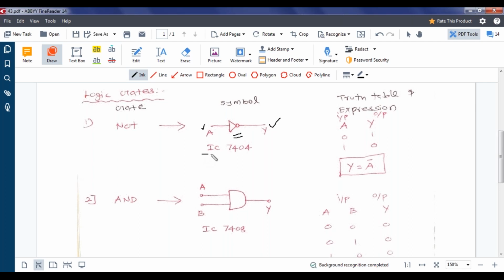And this is the IC number, IC 7404. Okay, IC 7404. Suppose if you are going for the practical implementation of NOT gate in the laboratory, you will be having different ICs. In that, IC 7404 is nothing but your NOT gate IC.